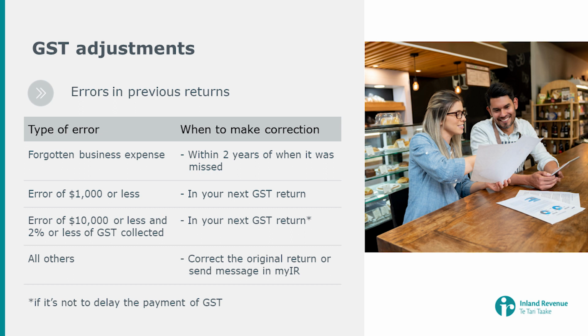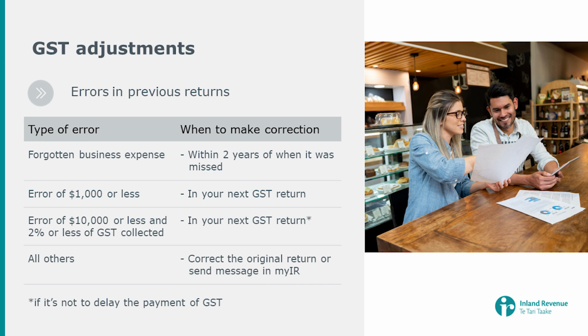Second, you'll also be able to correct errors of $1,000 or less in your next GST return. Third, if it's not to delay the payment of GST, you'll be able to correct errors that are $10,000 or less and 2% or less of the GST collected in your next tax return. If you owe more GST, then include the GST owed as a debit adjustment. If you're claiming for a missed expense, then include the GST amount as a credit adjustment.